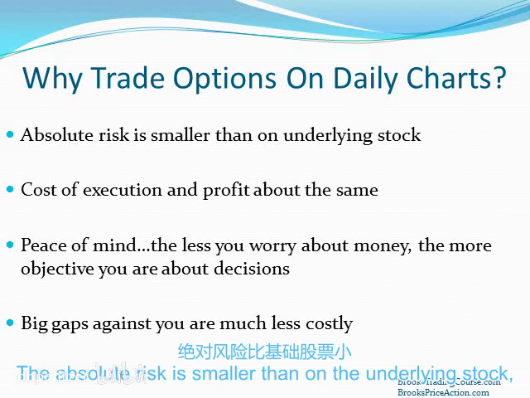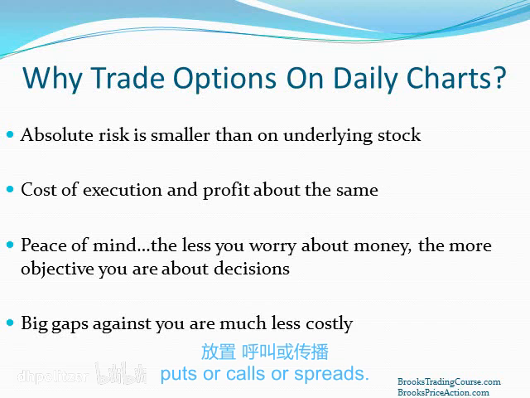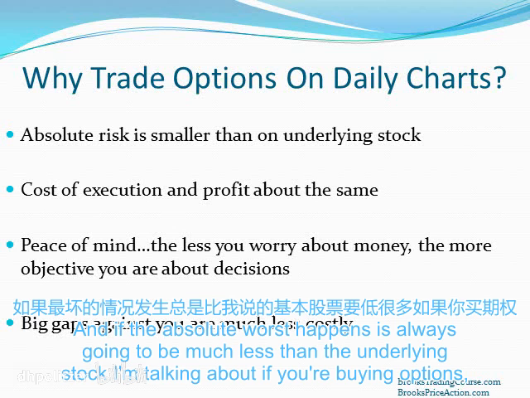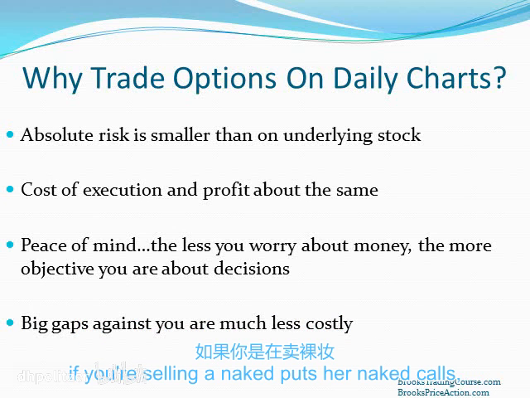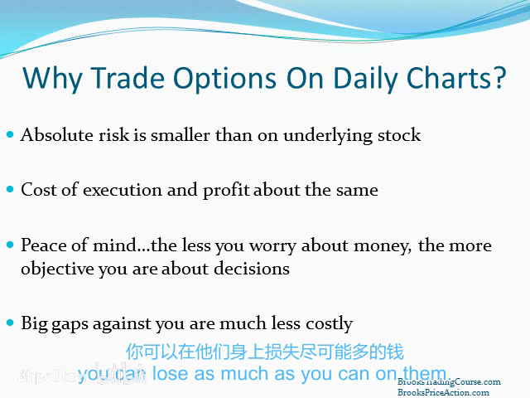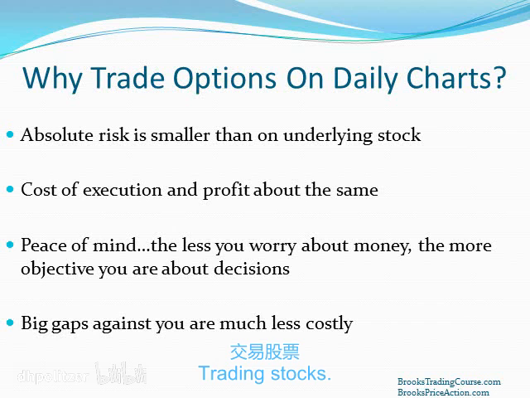The absolute risk is smaller than on the underlying stock. So if you trade puts or calls or spreads, what you stand to lose if the absolute worst happens is always going to be much less than the underlying stock. I'm talking about if you're buying options. I'm not talking about if you're selling. Obviously, if you're selling naked puts or naked calls, you can lose as much as you can trading stocks.